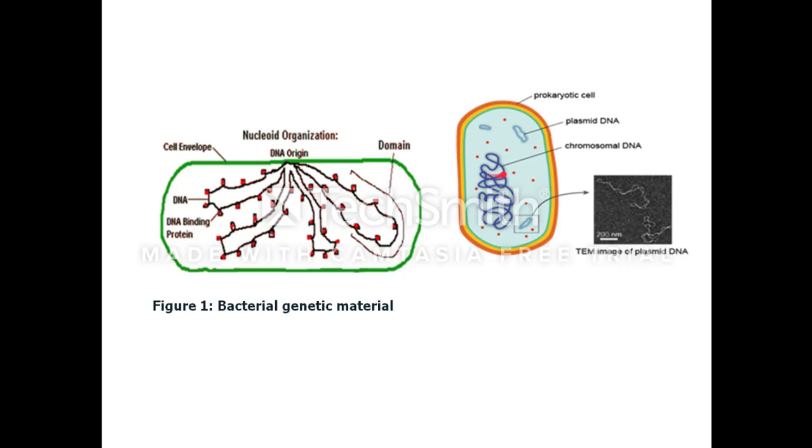And apart from the chromosomal DNA, we also have extra chromosomal DNA which is circular and autonomously replicating, called plasmid DNA. This is a TEM image of plasmid DNA, how it looks. This is double-stranded and circular DNA.